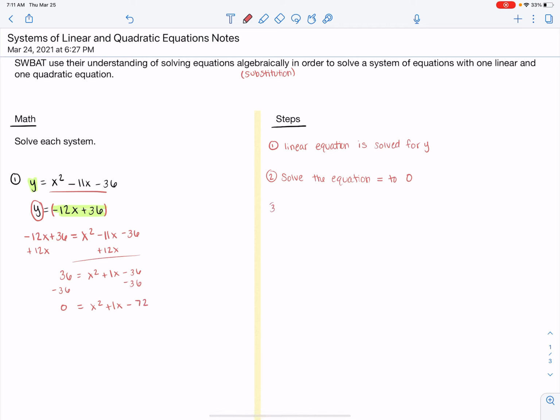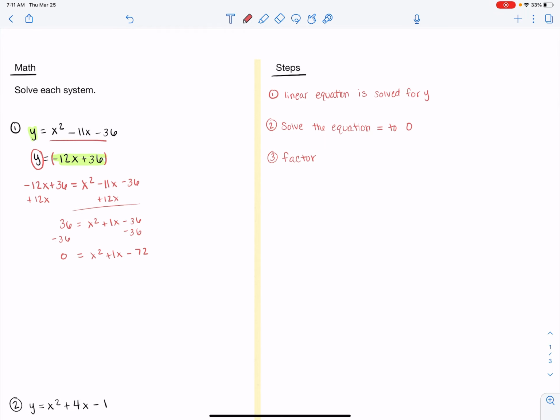Okay, now we're going to factor. So two numbers that multiply to negative 72 and add to positive 1 are 9 and negative 8. So this is x plus 9, x minus 8 equals 0. So those are my factors. I need to solve each factor for x. So now I need to know what x equals. So x plus 9 equals 0 and x minus 8 equals 0. So that means x equals negative 9 and x equals positive 8.